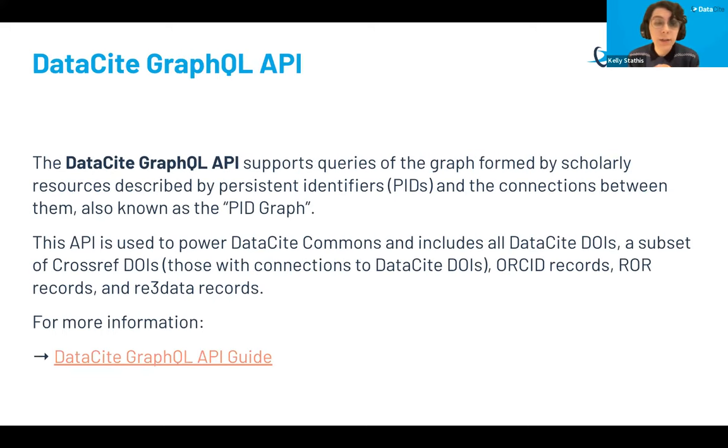And then finally, we also have a GraphQL API. This is the API that powers DataCite Commons, and it is really focused on querying the PID graph, right? So it's the connections between the different persistent identifiers and scholarly resources. This will expose connections between DOIs, so again, DataCite DOIs, as well as some Crossref DOIs that are connected with DataCite DOIs, ORCID records, ROR records, and re3data records. For more information on this, we have a GraphQL API guide. And there's also a GraphQL API playground where you can explore the API live online.